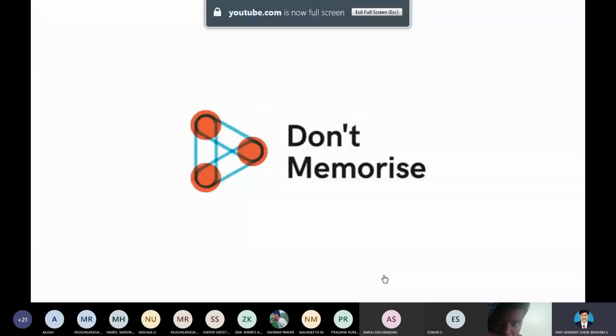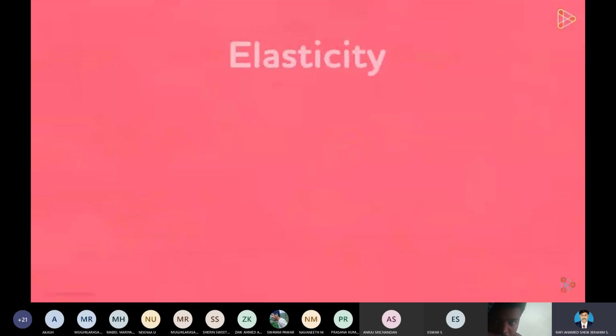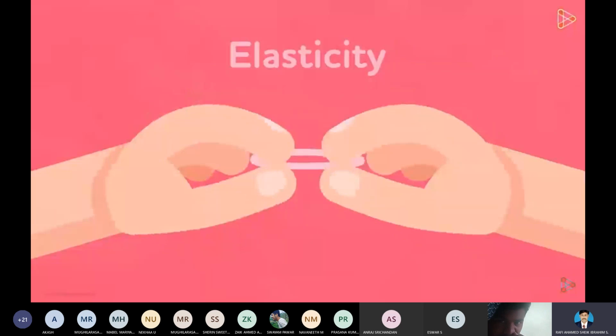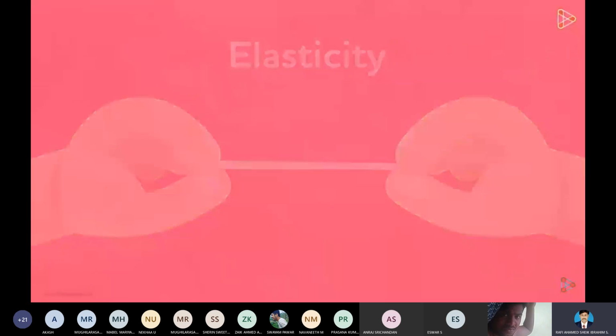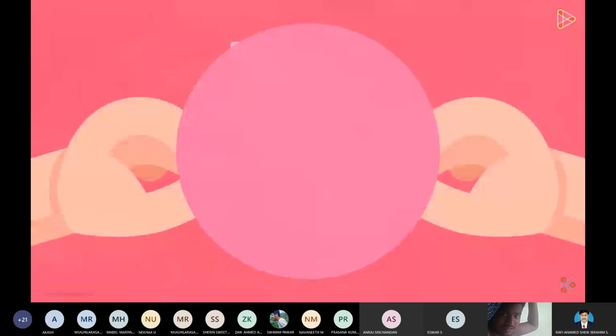When we hear the word elasticity, the first picture that comes to our mind is something like this. But is this really what elastic means? We will find that out in this video.